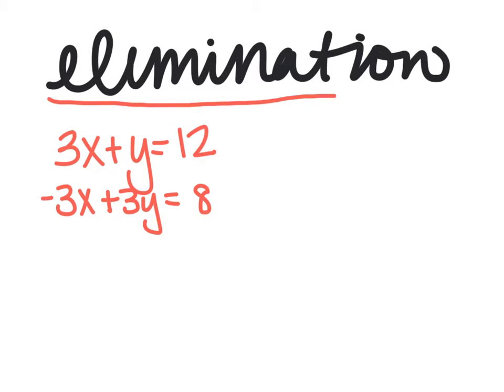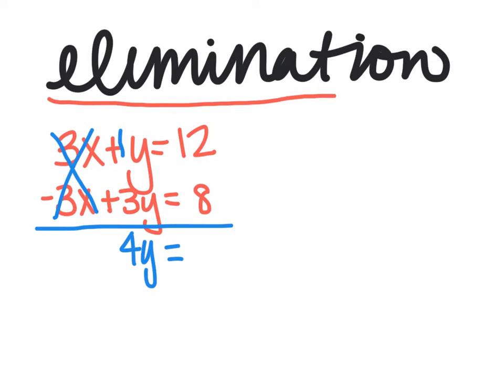If we were to combine these two equations into one, then what would happen is my positive 3x and my negative 3x would cancel. And then I could combine my y's. Well, remember this is a 1y plus 3y is 4y. And I could combine 12 and 8 and that would give me 20. Well, now it's really easy to solve for y because all I have to do to solve for y is divide both sides by 4. And I now know that y equals 5.